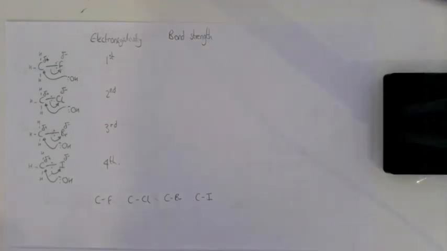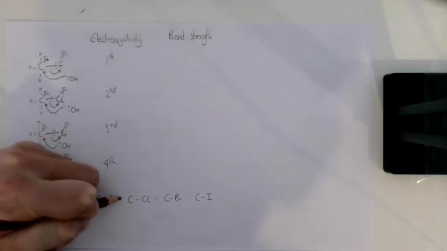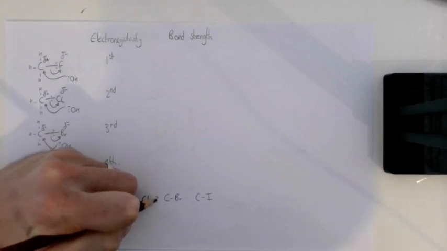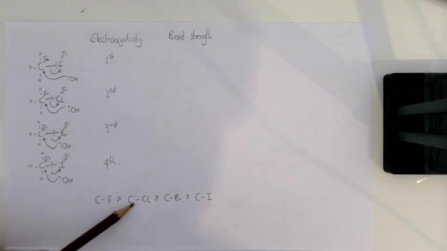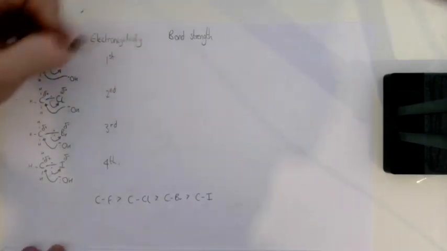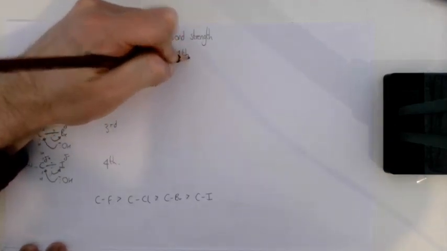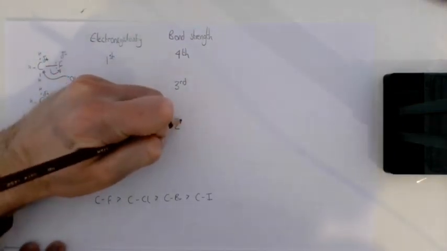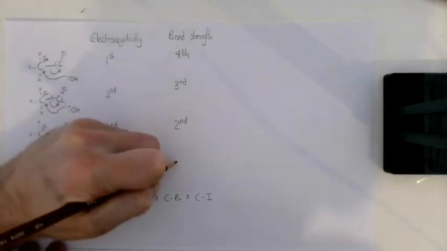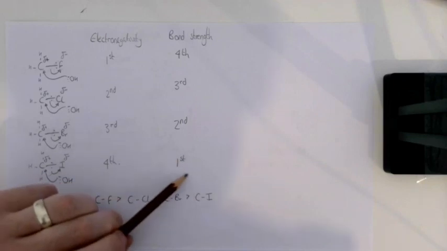Now, another way we could predict the relative rates of the reaction is by bond strength. So if I said to you the carbon to fluorine bond was the strongest bond, followed by the carbon to chlorine bond, followed by the carbon to bromine bond, and then followed by the carbon to iodine bond. So this one's strongest, then that one, then that one, then that one. We would say that this is hardest to break and therefore the slowest rate of reaction, followed by this in third place, followed by carbon to bromine in second place, and then finally carbon to iodine, because it's the easiest bond to break, would have the fastest rate of reaction.